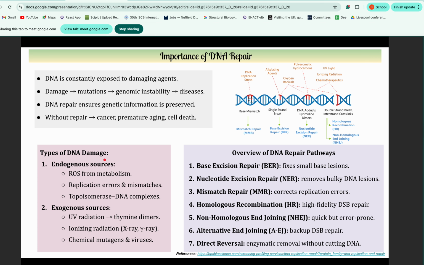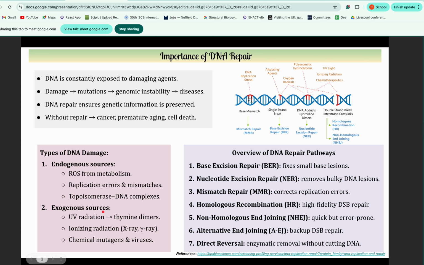And then we also looked into the types of DNA damages, in which we looked into endogenous sources as well as exogenous sources. So endogenous sources means which are within our body. So for example, reactive oxygen species which are formed as a result of metabolic processes. Then replication errors and mismatches. So our replication machinery is not 100% accurate. There are chances that there might be some errors. Then topoisomerase DNA complexes. So this topoisomerase is very important to relieve the stress which happens during the helicase unwinding of DNA. So in that case, if topoisomerase does not work properly, then there are chances that your DNA gets damaged. There could be double strand or single strand breaks.